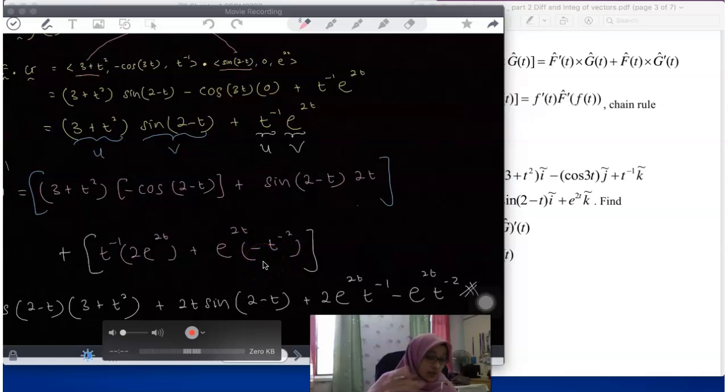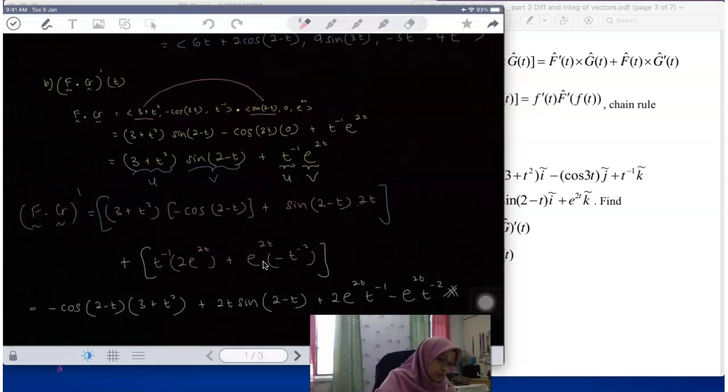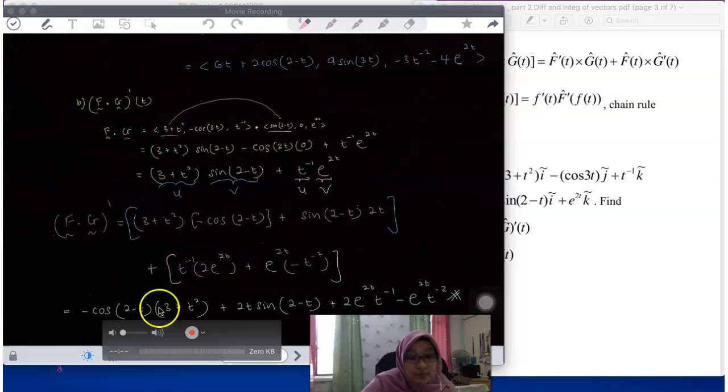Now our task is to simplify the form and sort them. This is the result that you cannot simplify, so it's just like that.